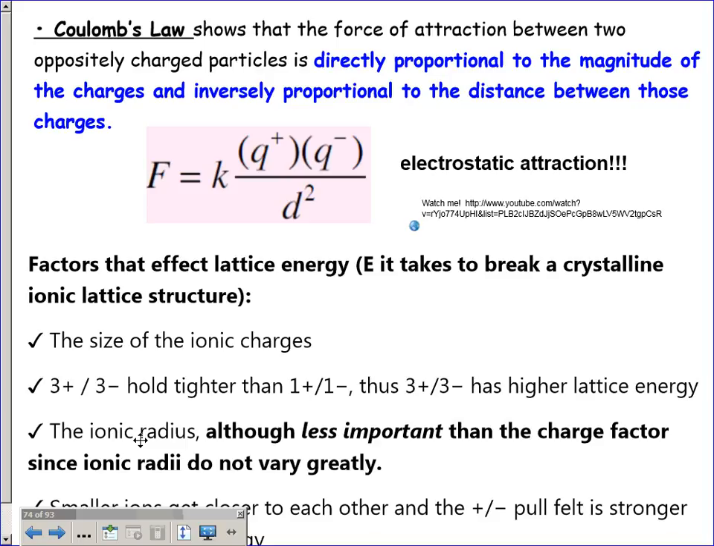Okay, so one factor that Coulomb's law does help with explaining is lattice energy. So lattice energy is the energy that it takes to break a crystalline structure. Crystalline structure, give me an example. Crystalline ionic lattice structure. Give me the salts, everything ionic. I need specifics. Copper. Copper what? It's got to be ionic, right? Copper is a metallic lattice. Give me an ion. Copper 2 chloride. Okay, so copper 2 chloride.